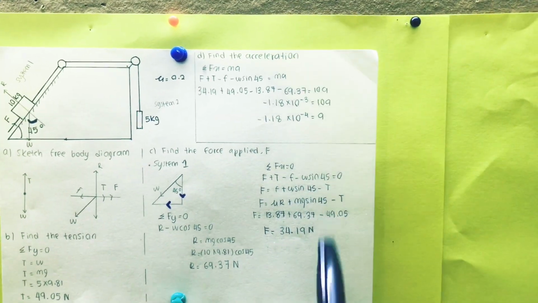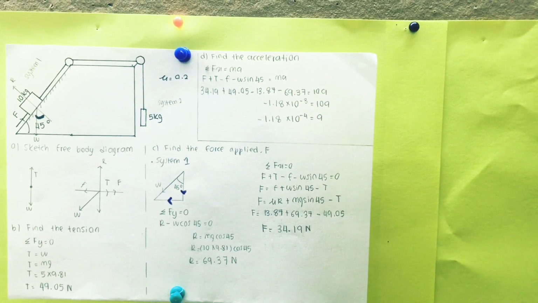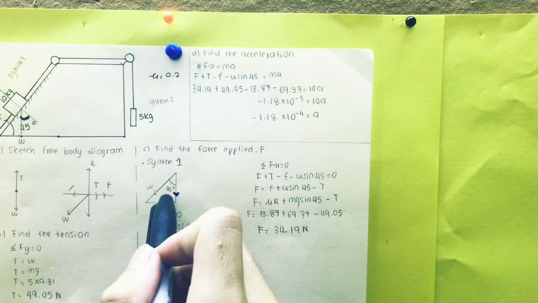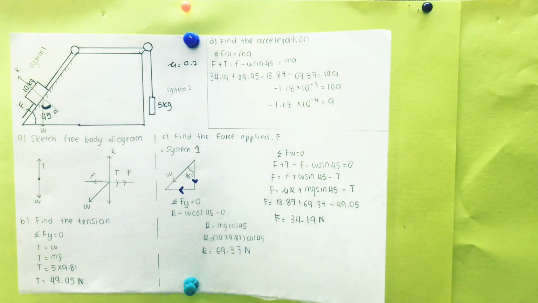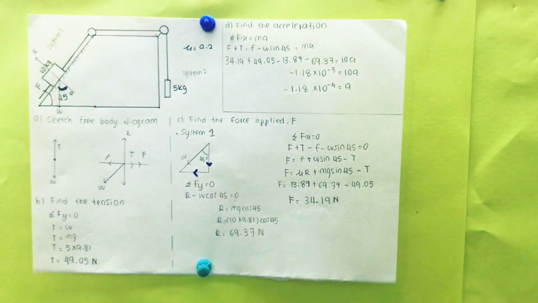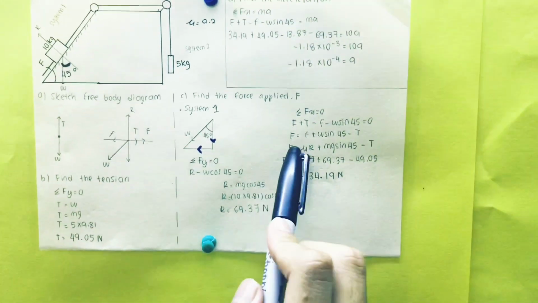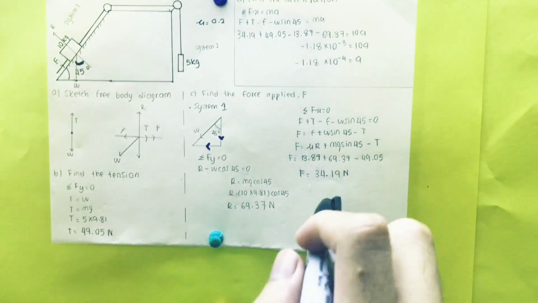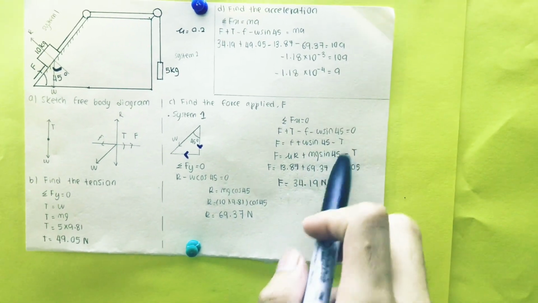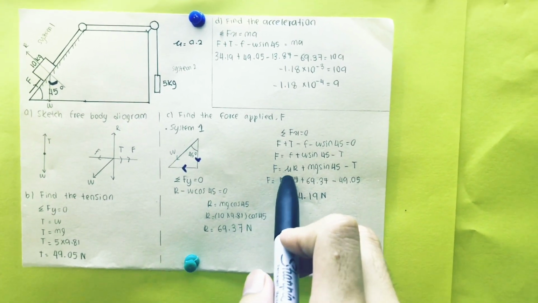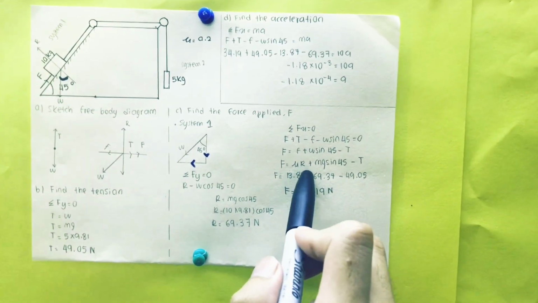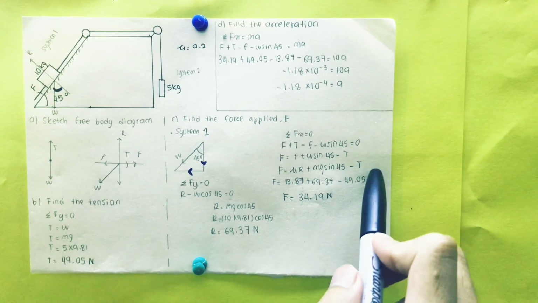And for the summation of Fx equal to 0, it is F plus T minus f minus W sine 45. Why do we use W sine 45? Because it is opposite to the angle, and it points to the left. So f equal to F plus W sine 45 minus T. So f equal to coefficient times R plus mg sine 45 minus T.